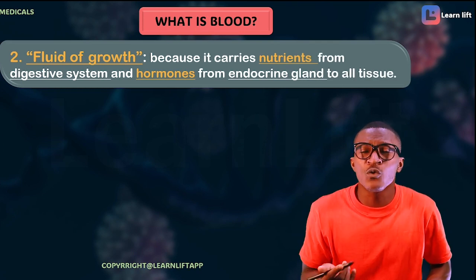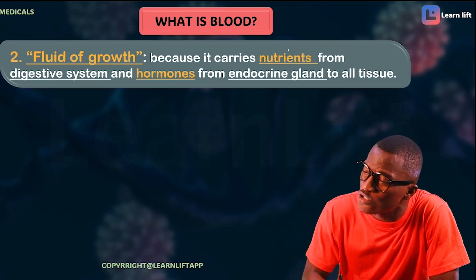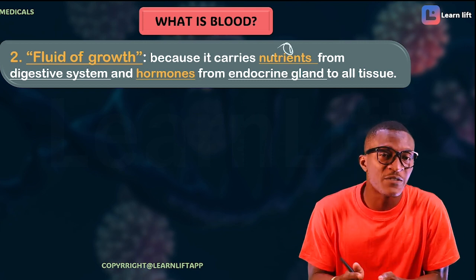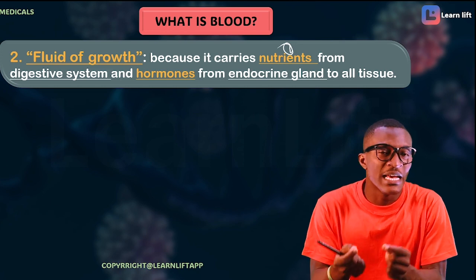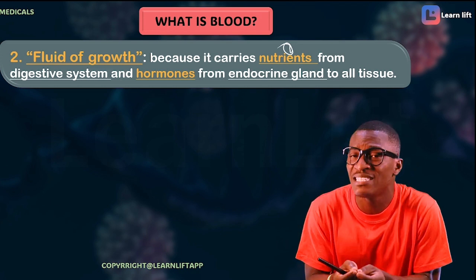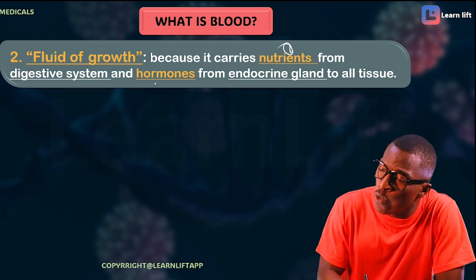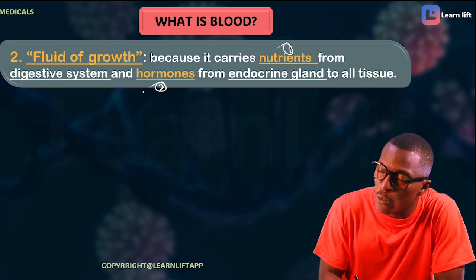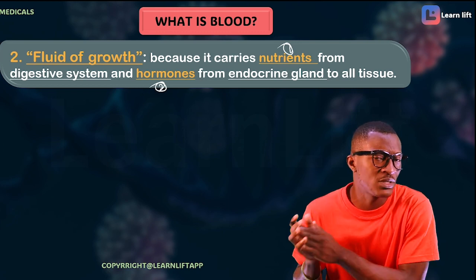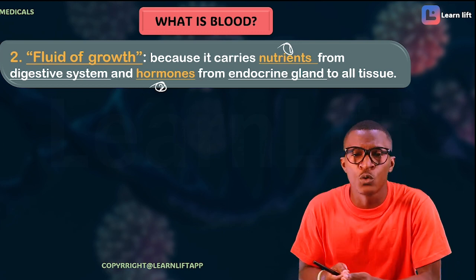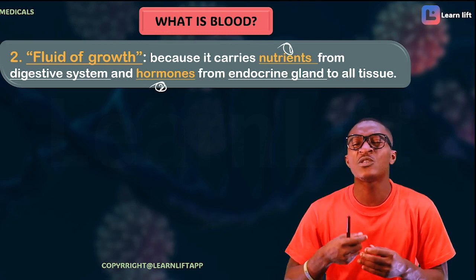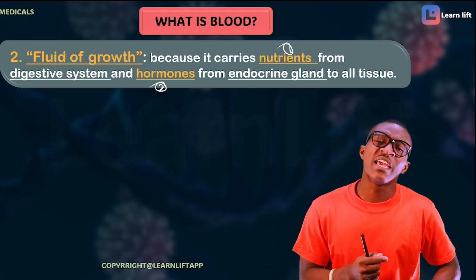Why is it called the fluid of growth? It carries your nutrients. Where is it carrying the nutrients from? Nutrients come from the food you eat, and the food you eat is in the digestive system. So it carries nutrients from the digestive system, as well as hormones. Where are hormones carried from? Hormones are carried from your endocrine glands or your endocrine system. So it is called the fluid of growth because it carries nutrients from the digestive system and hormones from the endocrine system.